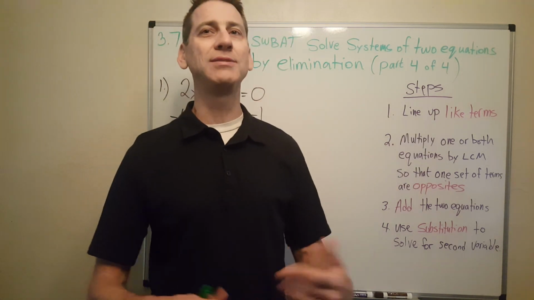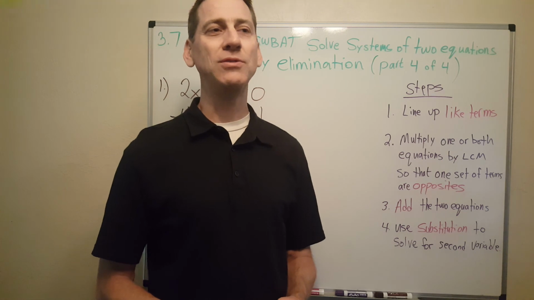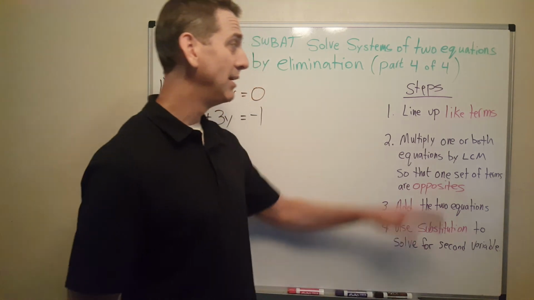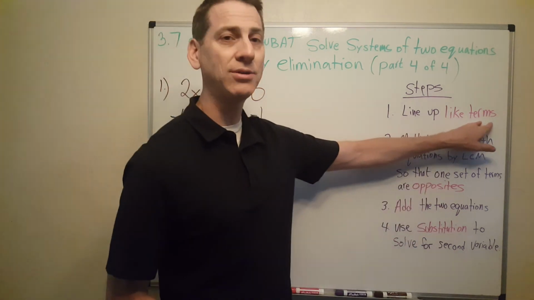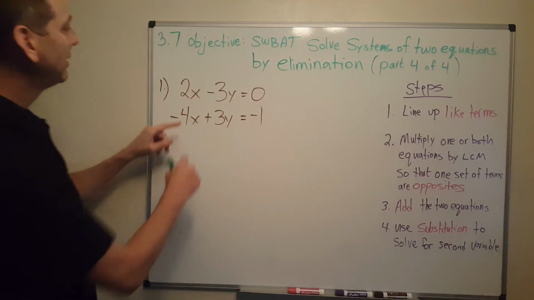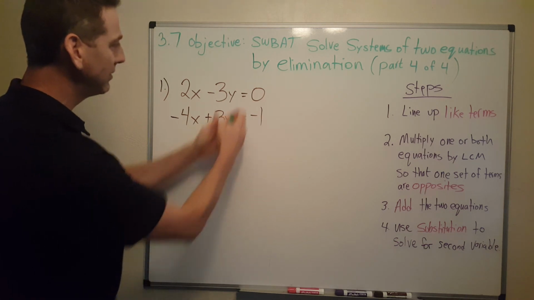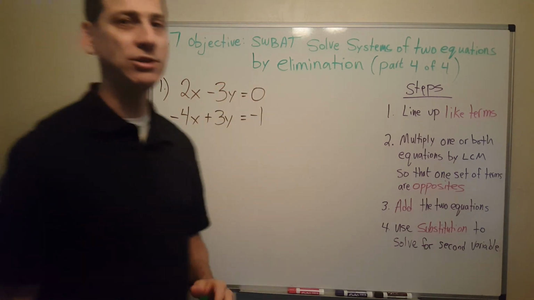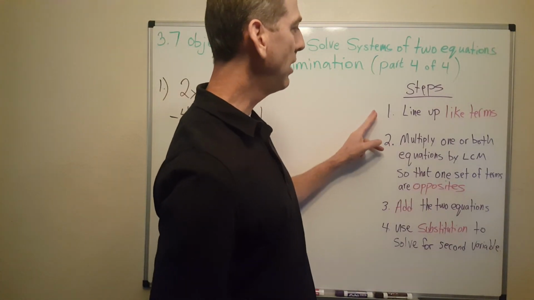This is a typical process you would go through to solve systems by elimination. All right, first you're going to make sure you line up the like terms. What does that mean? Well, if you take a look at this example here, you see how the x's and the y's and the constants are all lined up? That's what you want. Okay, so make sure they're lined up.